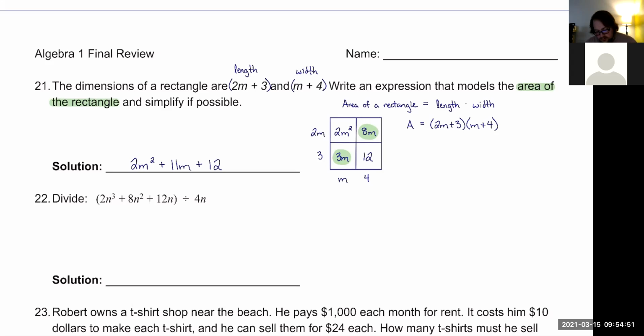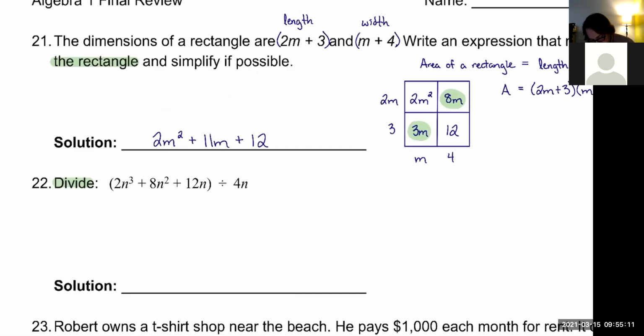Number 22, still dealing with polynomials here. This time we are dividing. If you recall from the lesson where we talked about our 4 operations dealing with polynomials, we only really worked on dividing by monomials, which is the case we have here.